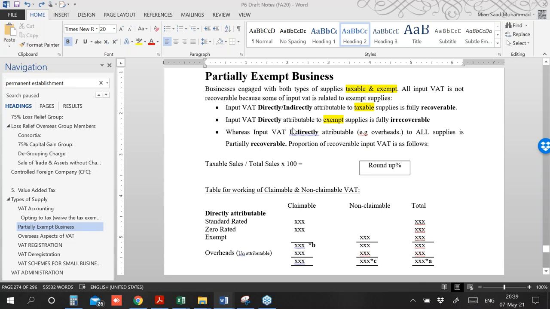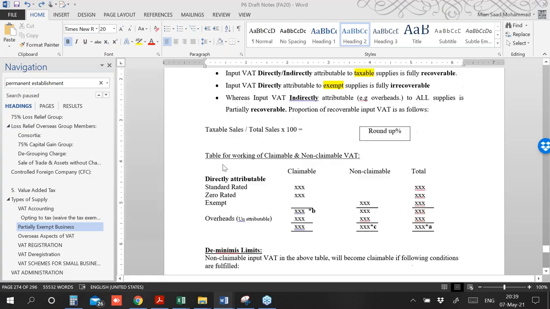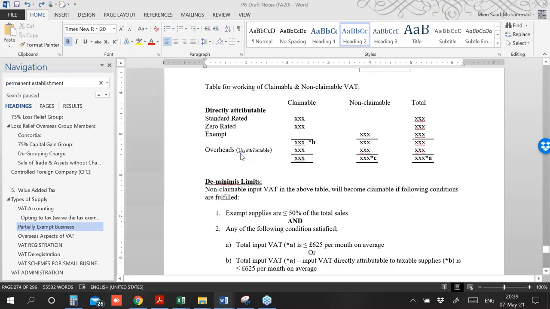Again, exempt sales should be less than 50% of your total sales. So they cannot be more than 50% of your total sales. This is the condition. If you fulfill this condition, then we can apply the test, and if any of the tests succeeds or passed, you can claim the non-claimable input VAT as well.